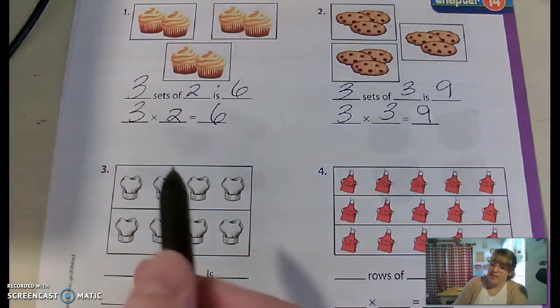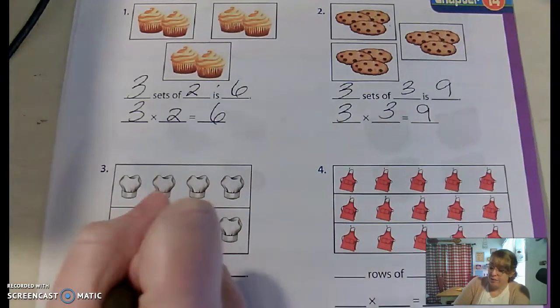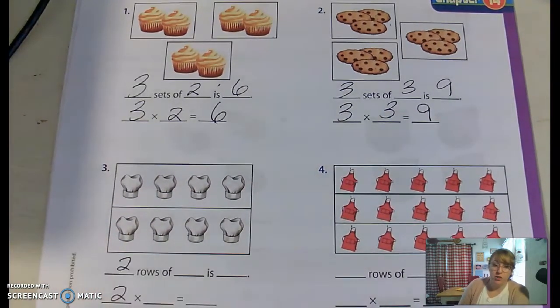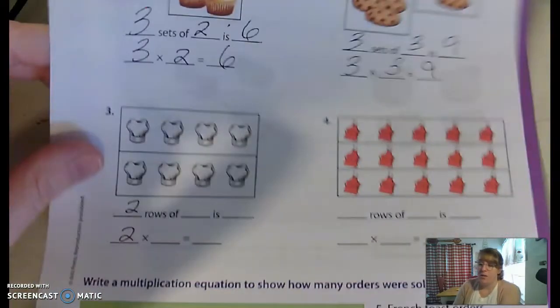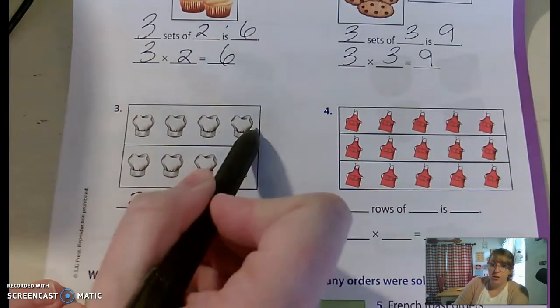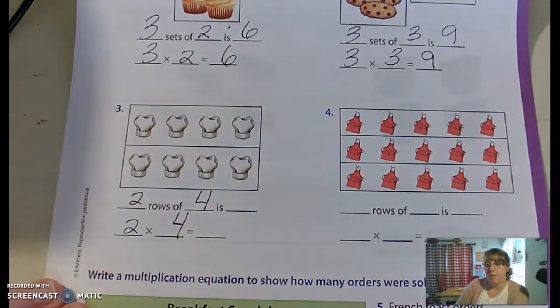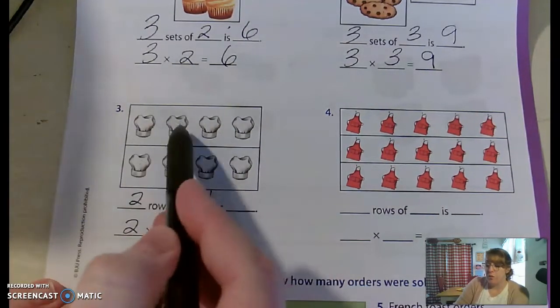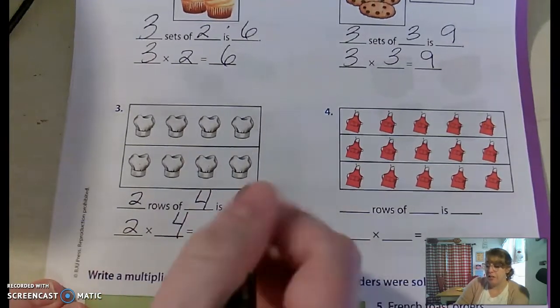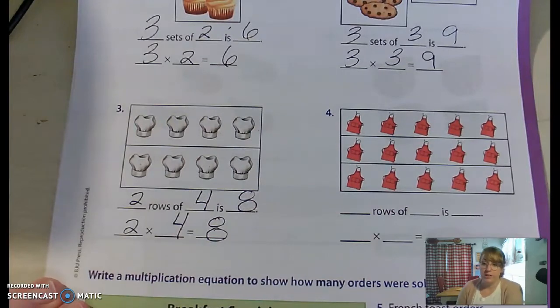Okay, how many sets of chef's hats do I have? Good, I have 2 sets or 2 rows of chef hats. And how many chef hats are in each row? 1, 2, 3, 4. So 2 rows of 4, or 2 times 4, is 1, 2, 3, 4, 5, 6, 7, 8. 2 rows of 4, or 2 times 4, is 8.